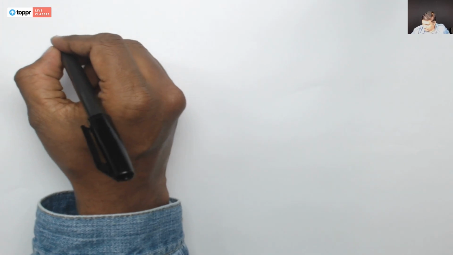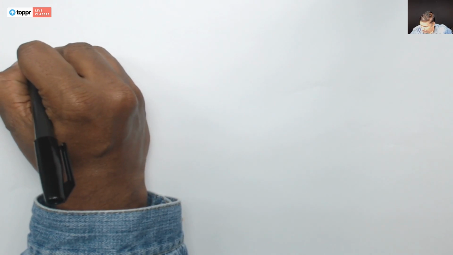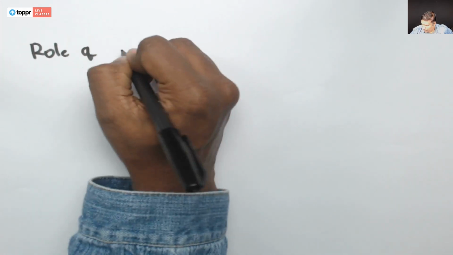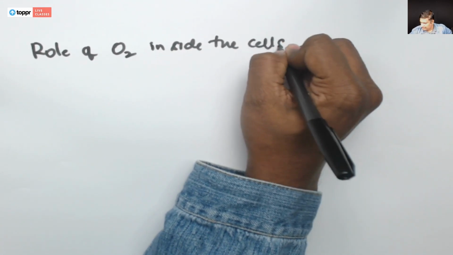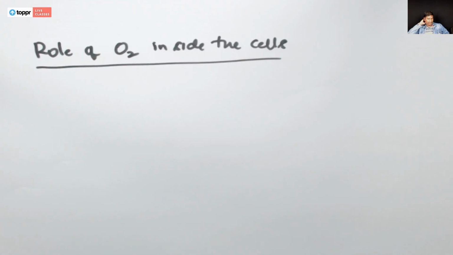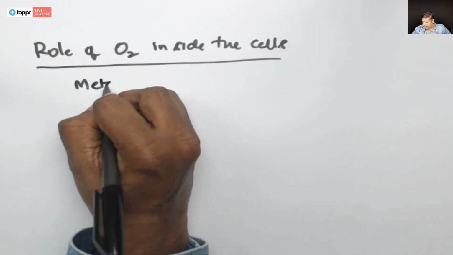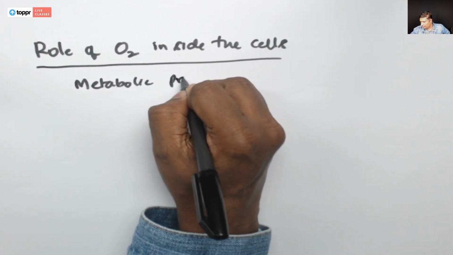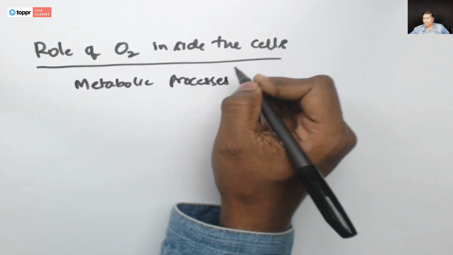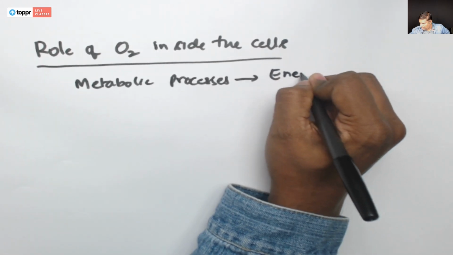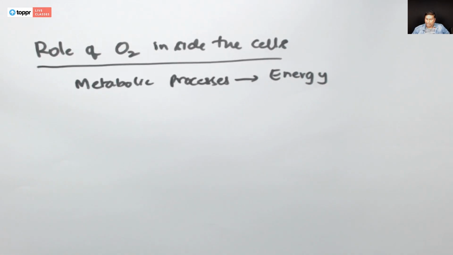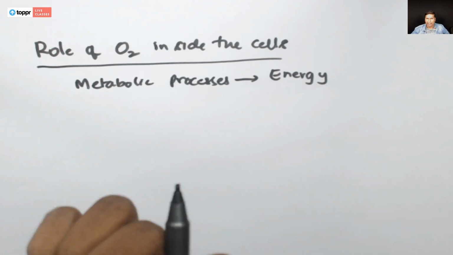Now once the oxygen is inside the cells, what is it doing? What is the role of oxygen inside the cells? Why do we need oxygen? Why do the cells actually need oxygen? We need oxygen because all the metabolic processes will yield energy.